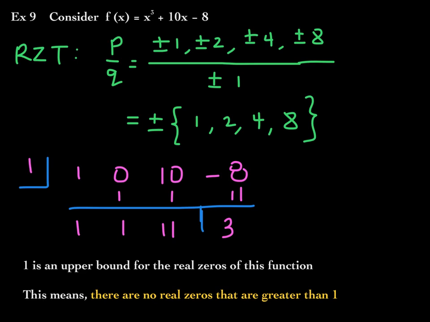Listen carefully. This means there are no real zeros that are greater than 1. For 1 to be an upper bound means there are no zeros that are greater than this number. Wait, what does that mean? Well, that means 2 is out, 4 is out, and 8 is out. I just eliminated 2, positive 4, and positive 8 from my list because 1 is an upper bound. And 1 is not a 0 either, folks. So 1 is gone, 2 is gone, 4 is gone, and 8 is gone.